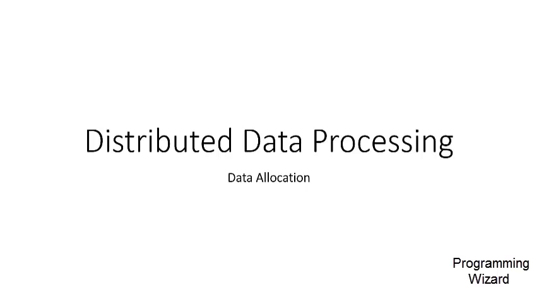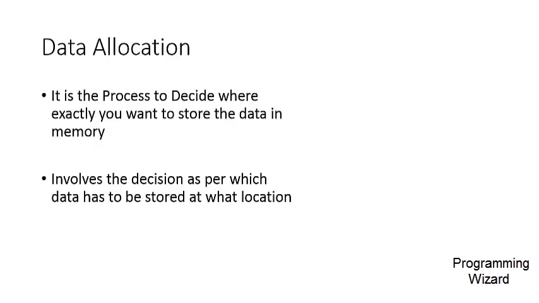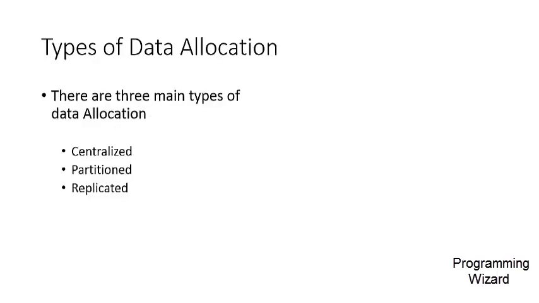This video is about data allocation that comes in distributed data processing systems. So what exactly is data allocation? It is a process to decide where exactly you want to store the data. It involves the decision as per which data has to be stored at what location. You have data and you want to decide where exactly you want to store that data, at which location in your system or in your memory. So this comes in the category of data allocation.